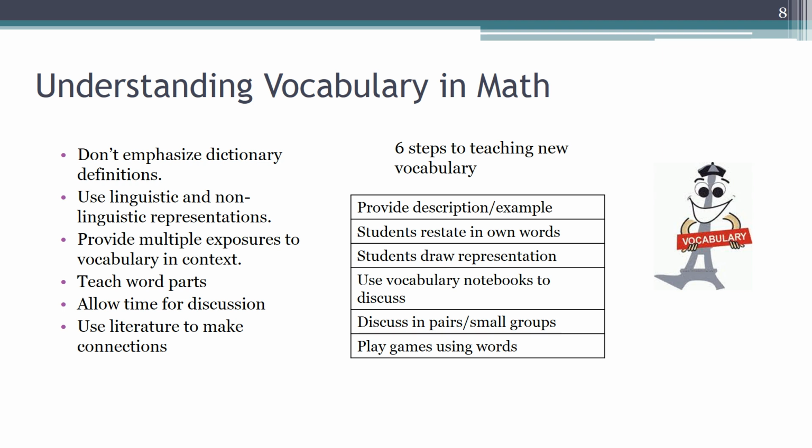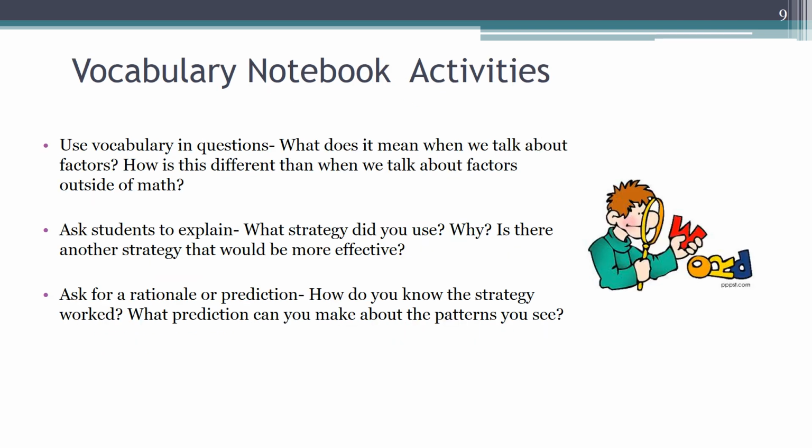We might allow time for discussion, let kids talk about that vocabulary. There are many stories that connect to math concepts. We can sometimes use literature to make those connections, especially for our elementary and middle school students. So six effective steps are to have students provide a description, an example, put the definition in their own words, draw a representation. They might have a vocabulary notebook where they can write questions and thoughts. They could discuss in pairs and small groups. You might even play games using the vocabulary words.